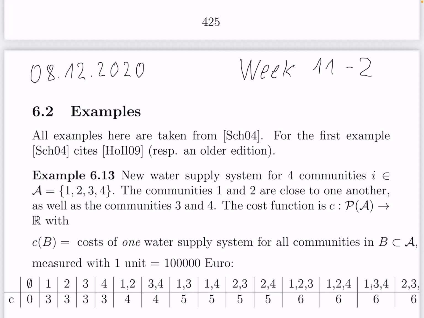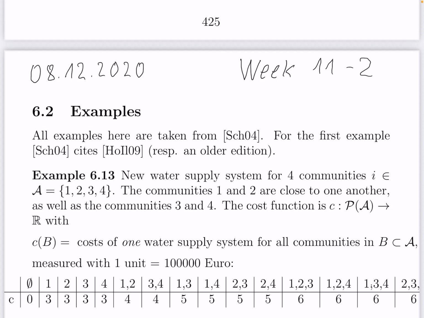We have four communities who are the players, 1, 2, 3, 4, and they all need a new water supply system. And now we will list the costs for the communities if they work alone or in some coalitions. The communities 1 and 2 are close to one another, and also communities 3 and 4. And generally, if communities work together, it's cheaper. They have some synergy than if they work alone.